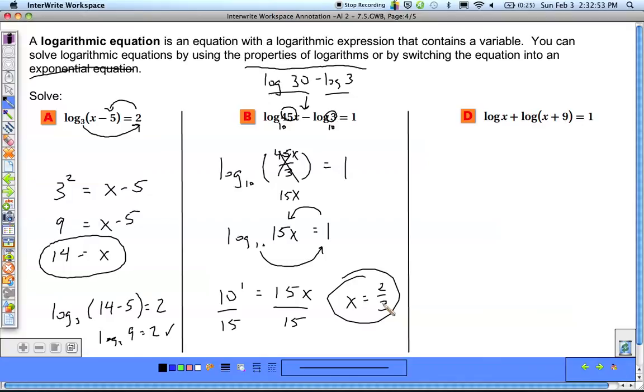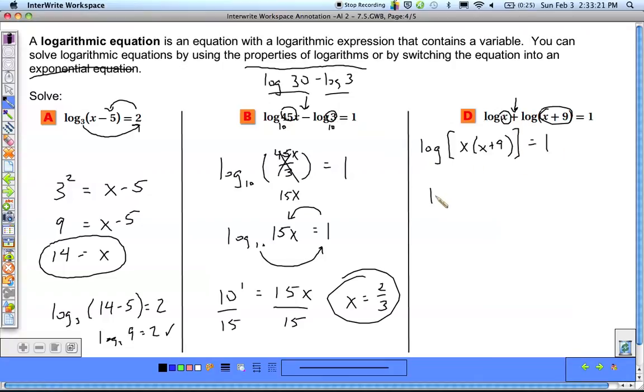D. We take a look at D. Log of x plus log of x plus 9 equals 1. Same thing going on. We have the same base of two separate logs, but this time we are adding the two logs together. Well, when we see that plus sign between the two logs, we can combine those two logs into a single logarithm. What operation are we going to use to combine the x and the x plus 9? That's multiplication. So it's going to become x multiplied with the quantity x plus 9, and that equals 1.